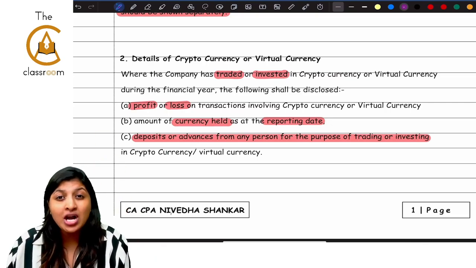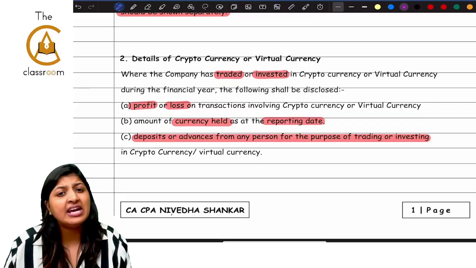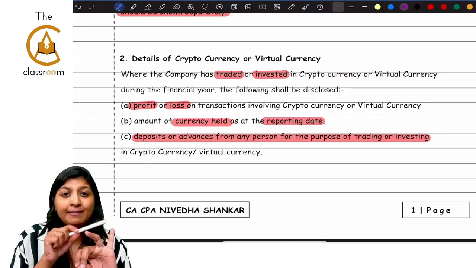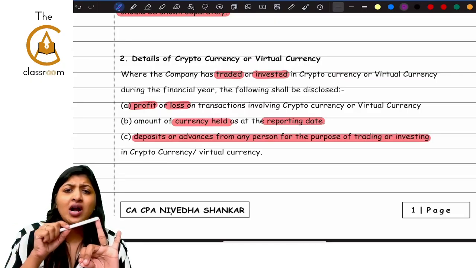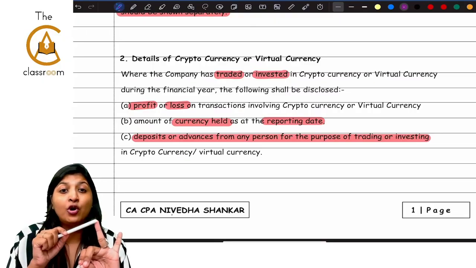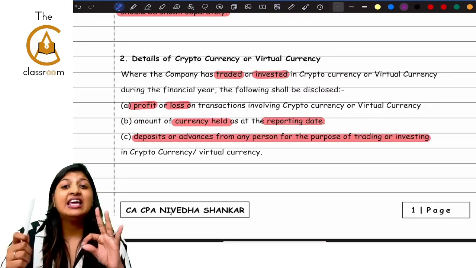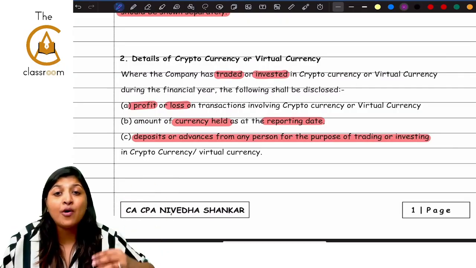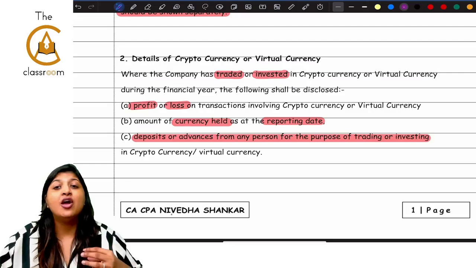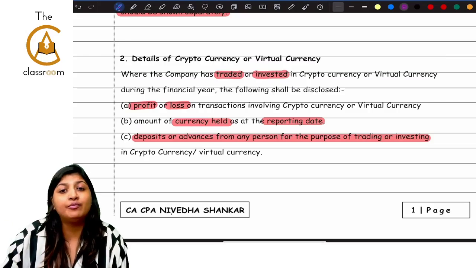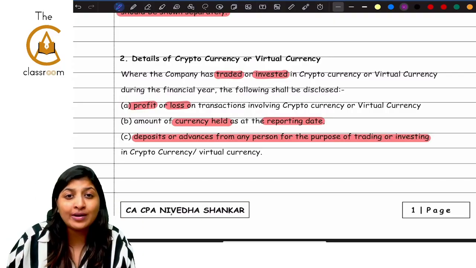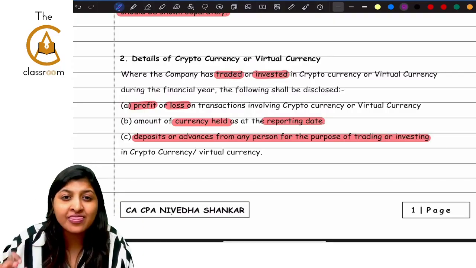So if the company is involved in trading or investing of virtual currency or any kind of cryptocurrency, then please mention these 3 points. The first one is, if there is any profit made or loss made involving the cryptocurrency, please mention that separately. The second is, what is the amount of currency held as on the reporting date? Please mention. Third is, if they are going to get funds and on behalf of somebody else the company is trading, that is deposits or advances from any person for the purpose of trading or investing in cryptocurrency or virtual currency, please mention that also separately. So these 3 points, if you write for details of cryptocurrency or virtual currency, then you are going to get the full marks, guys.